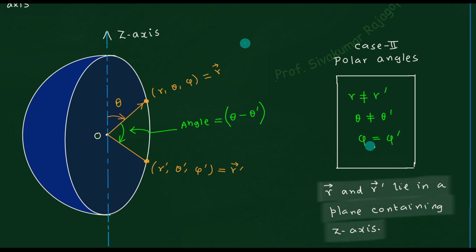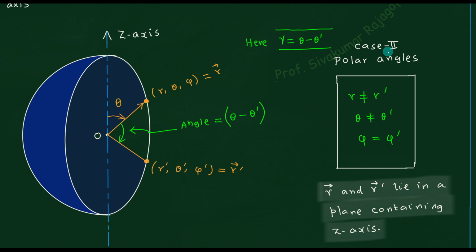And therefore, because one of the angles is equal, there is nothing to worry about in the new calculation. You directly write down theta minus theta prime as the angle between them, and this angle between them is what we are calling gamma. Let me say that gamma is given by simply theta minus theta prime. So our calculation becomes very simple only in these kinds of special cases.